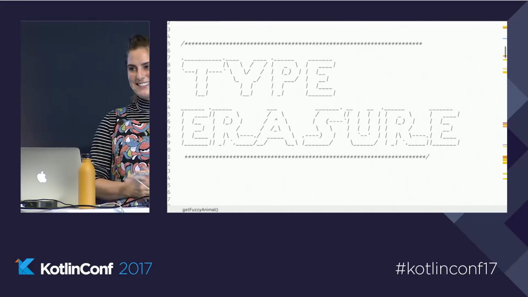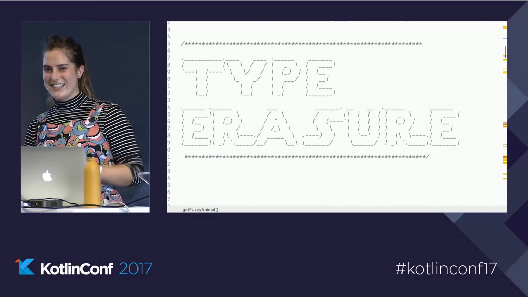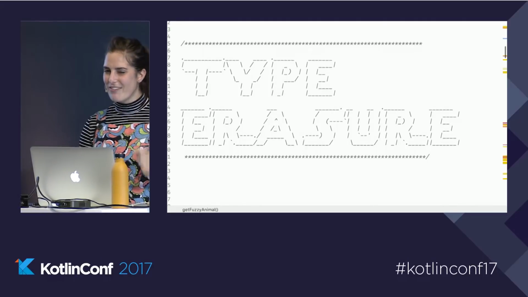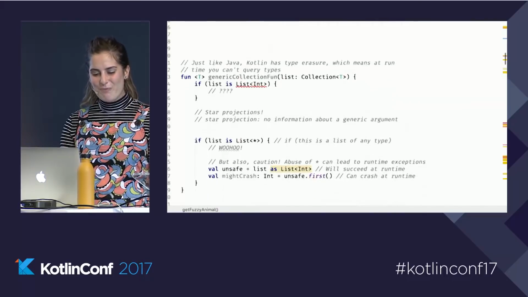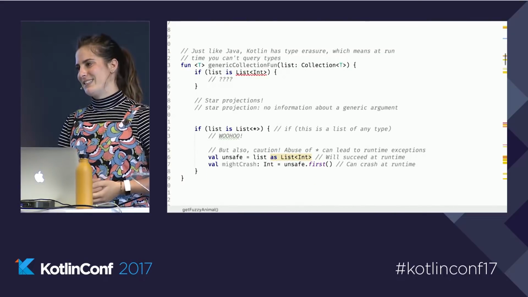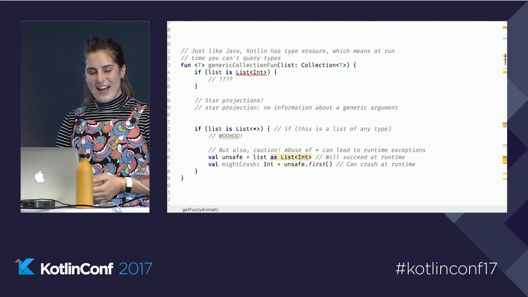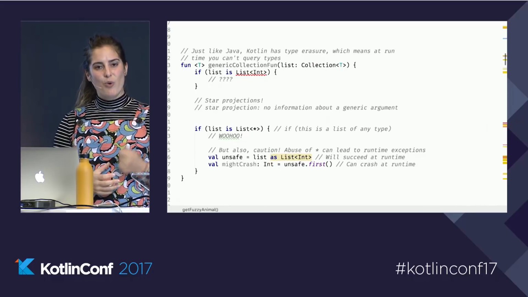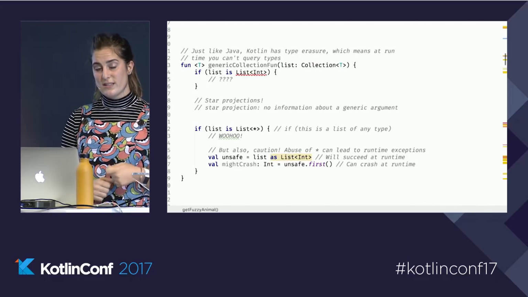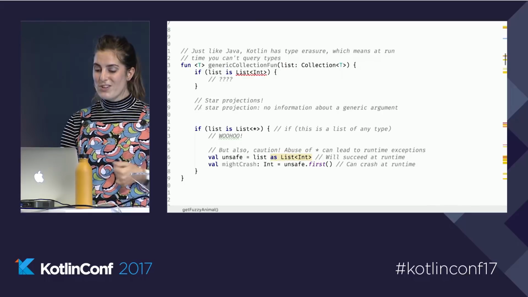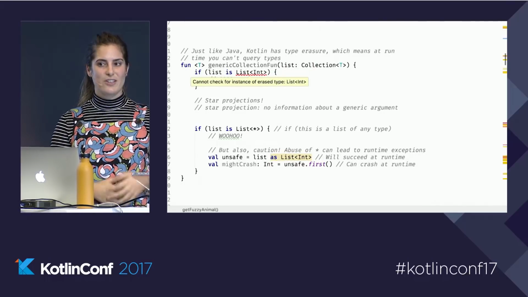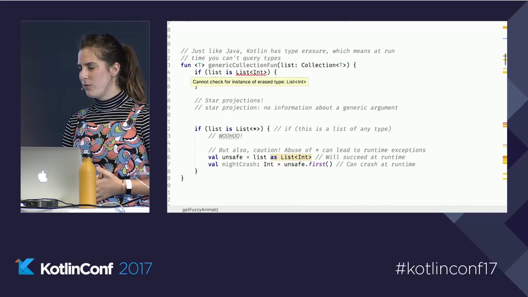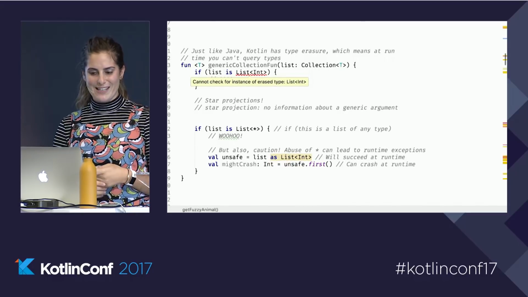OK, that brings us to these fun, scary words that nobody really wants to know about, but everybody feels like they should know about. Type erasure. So just like Java, Kotlin has type erasure. Yay! And what that means is that when you are trying to query something like list of int, you're going to get this very helpful error, which says the type has been erased. The reason we do this is predominantly for performance. It's a fact of our world, so we got to get used to it.